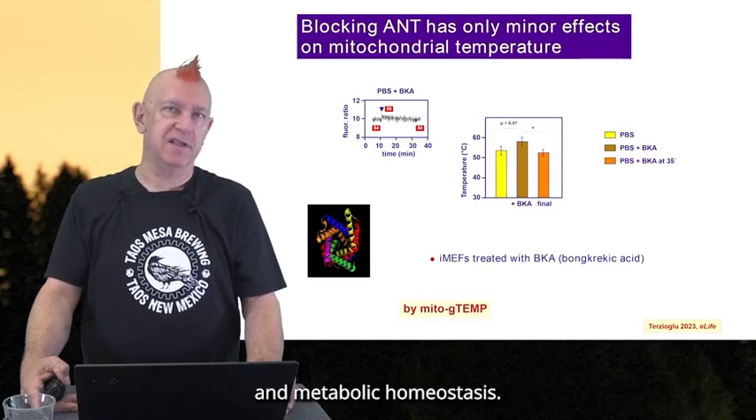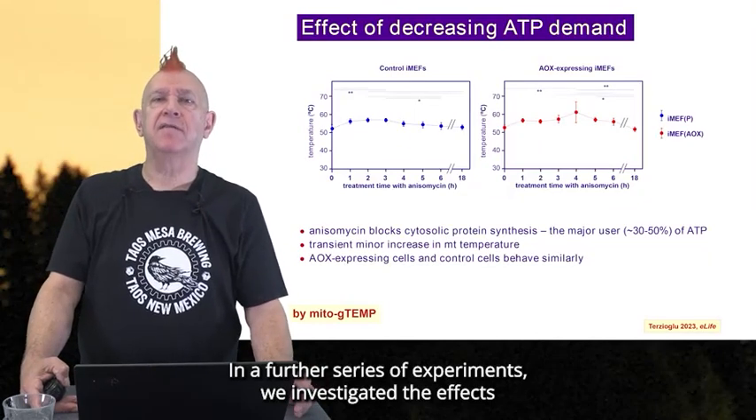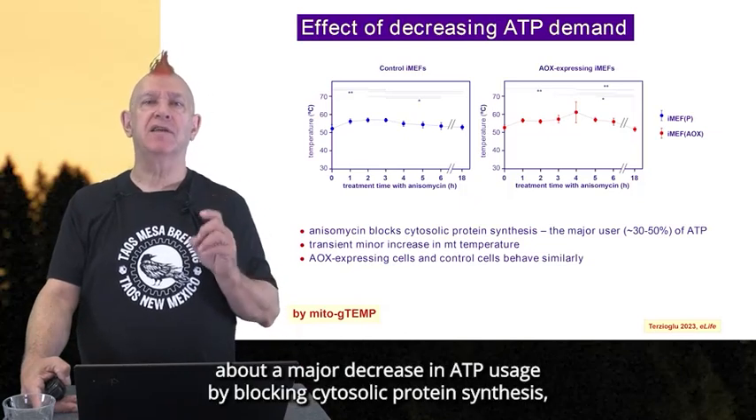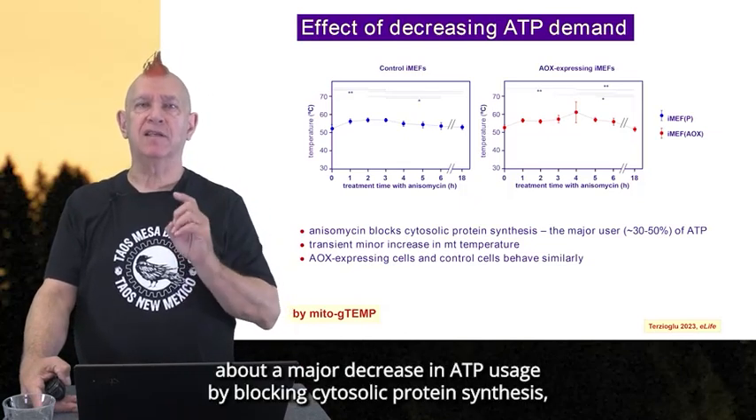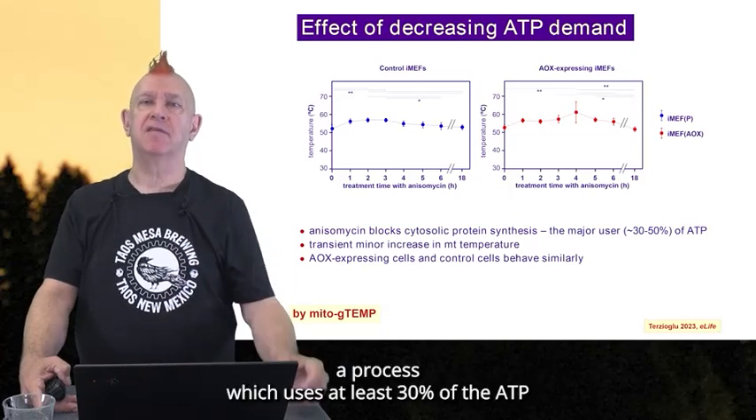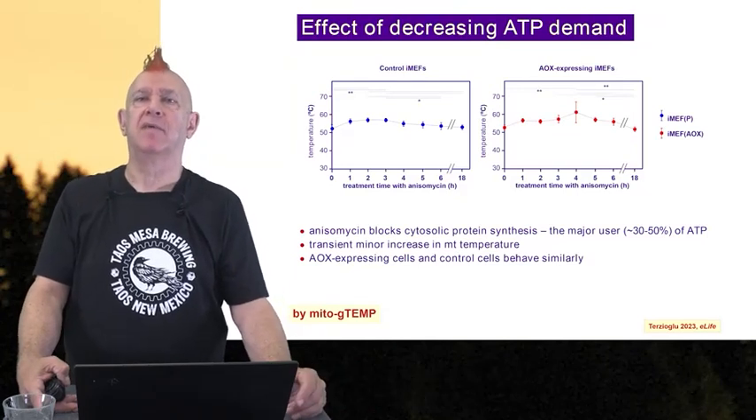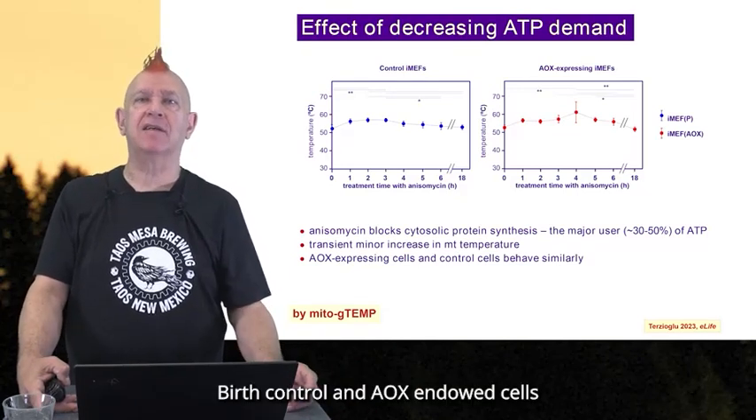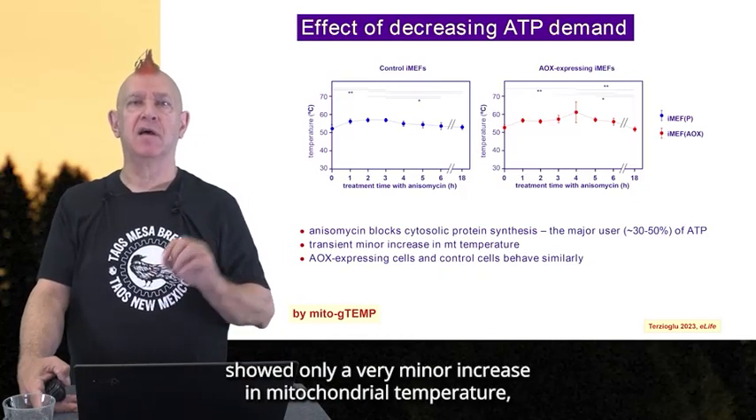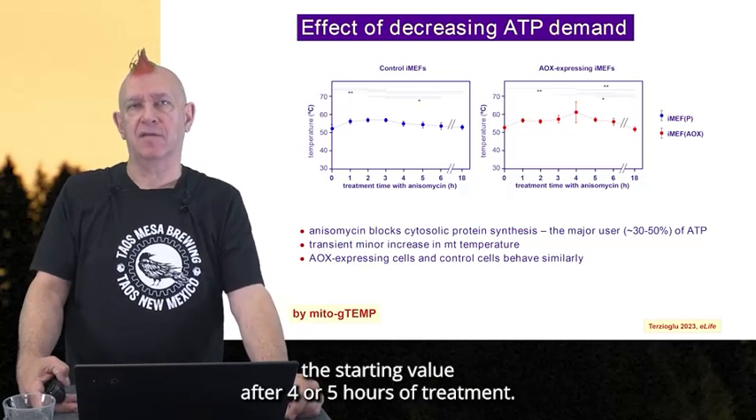In a further series of experiments, we investigated the effects on mitochondrial temperature of bringing about a major decrease in ATP usage by blocking cytosolic protein synthesis, a process which uses at least 30% of the ATP produced in a growing cell culture when it's not inhibited. Both control and AOX-endowed cells showed only a very minor increase in mitochondrial temperature, which had returned to approximately the starting value after 4 or 5 hours of treatment.